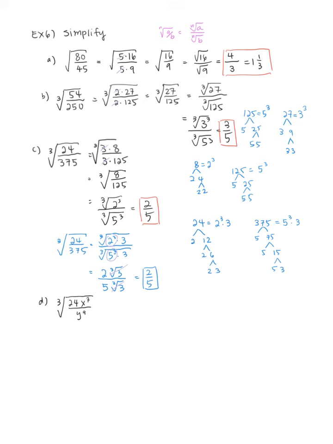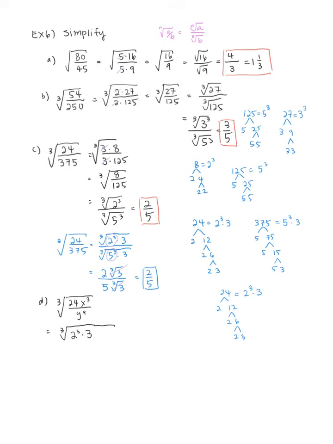Okay, now let's take a look at part D. Cube root of 24x to the 7, whole thing divided by y to the 9. So again, do not panic, just work one thing at a time. So let's first go with the 24. So 2 times 12, and then 2 times 6, 2 times 3. So this is 2 to the third times 3. All right, so now I'm going to break this into cube root of 24 is 2 to the third times 3.